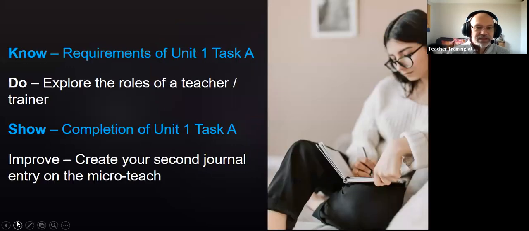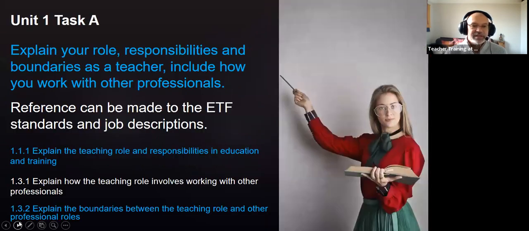Right. So what we've got then, we're looking at the requirements of Unit 1, Task A, and exploring the roles of a teacher and trainer. Hopefully we can complete that this evening. This comes from the Level 3, because this is week 2, second journal entry. It'll just be a journal entry about the roles and responsibilities of a teacher.